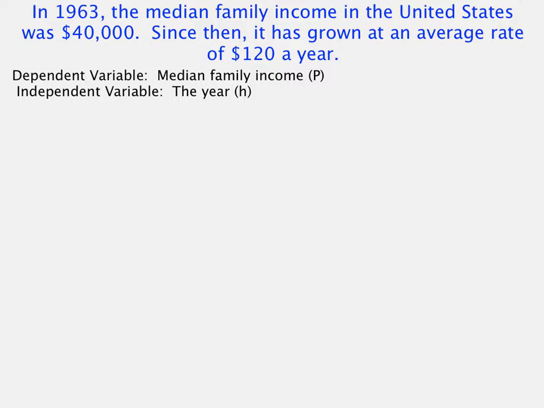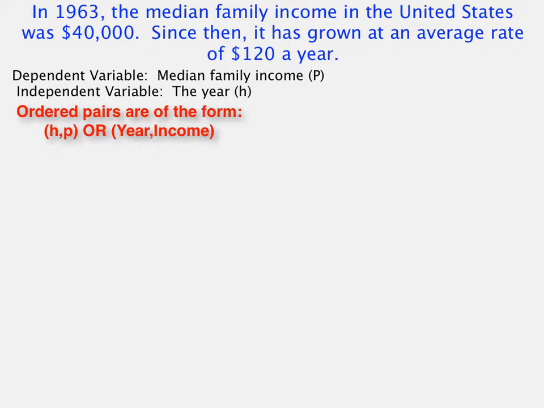Now, why don't you try pausing the video, finding an ordered pair, finding a slope, and create an equation in point-slope form, and when you're done, we'll play the video and reconvene. Alright, in this case, we're looking for an ordered pair H, P, the year and what the median family income was in that year. And we definitely have that information. In 1963, the median family income was $40,000. So we can create the ordered pair 1963, 40,000.